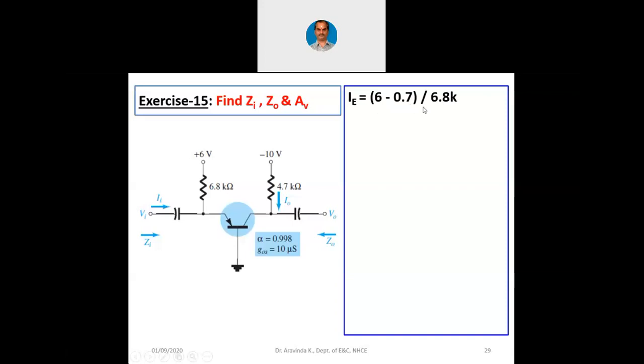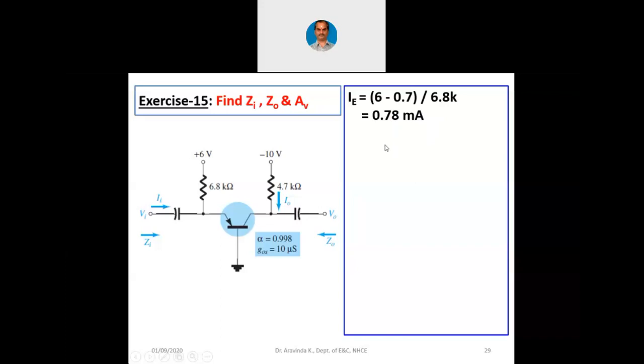IE is 6 minus 0.7 divided by 6.8K. Look at the emitter. If you apply KVL here, plus 6 volts is applied across 6.8K, and then there is a base to emitter junction. Base is grounded. Visualize a battery here. Applying KVL, there is a total of 6 volts, but between base and emitter there is a 0.7 volt drop across the junction, and the resistance there is 6.8K. So IE is nothing but 6 minus 0.7 divided by 6.8K, that is VEE minus 0.7 divided by RE. So that is 0.78 milliampere.